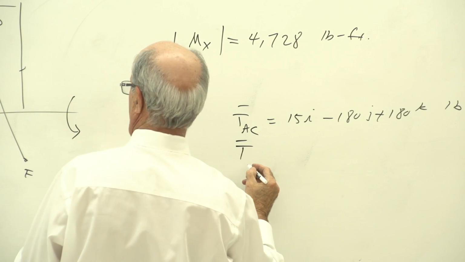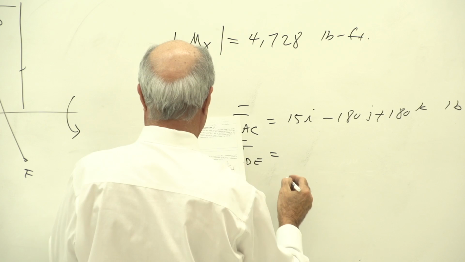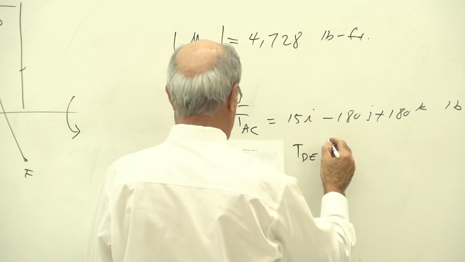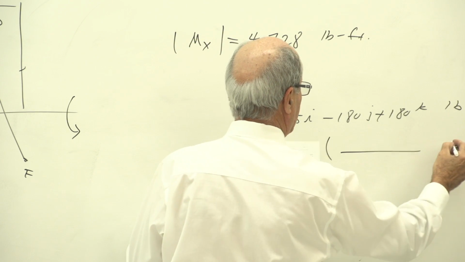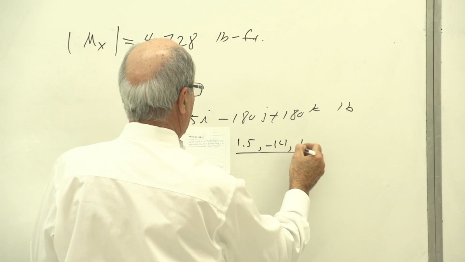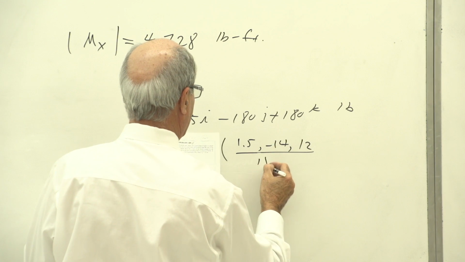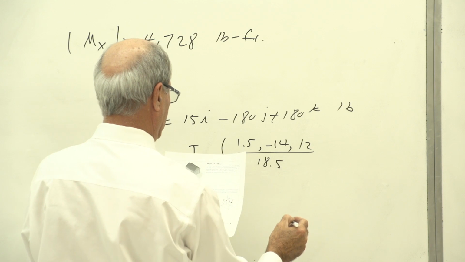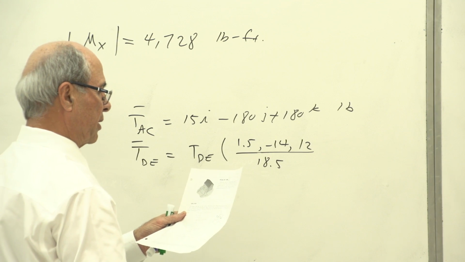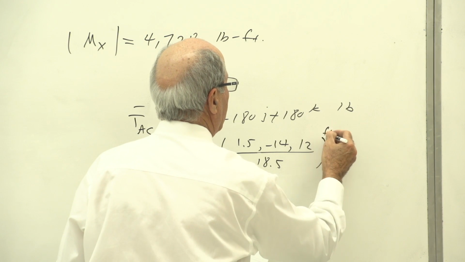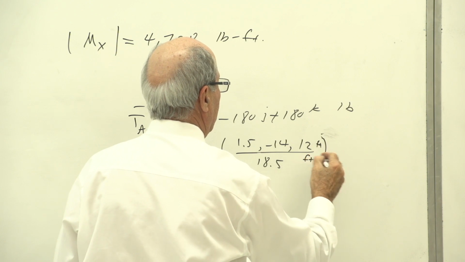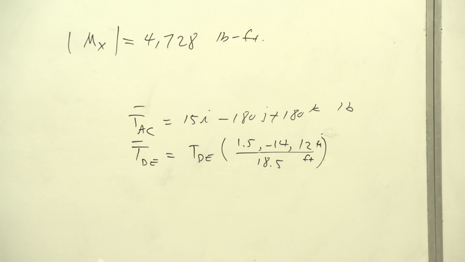T_DE was not given, but that was equal to its magnitude times, this part has nothing to do with the moment, that's part of statics, so this is 1.5 minus 14, 12 divided by 18.5. I believe these are in feet or inches, I think it's feet. Is that correct? Yes, feet. Doesn't matter because, as I said, I'm discussing feet over feet. So that's the two forces, right?